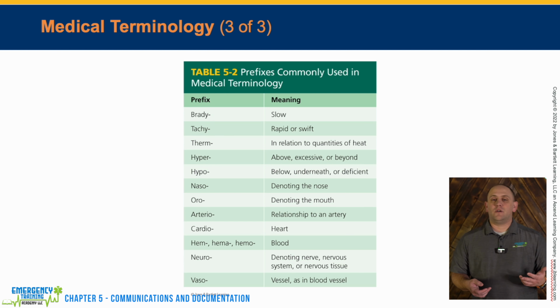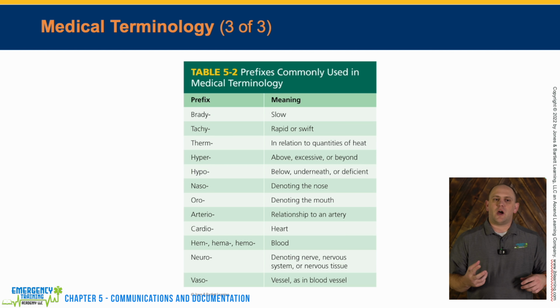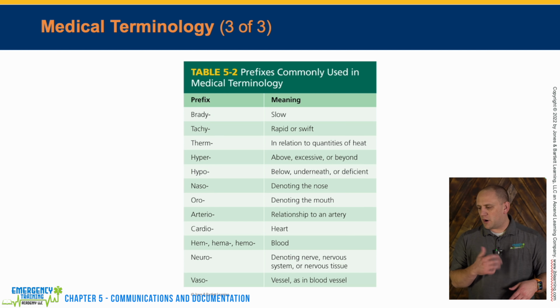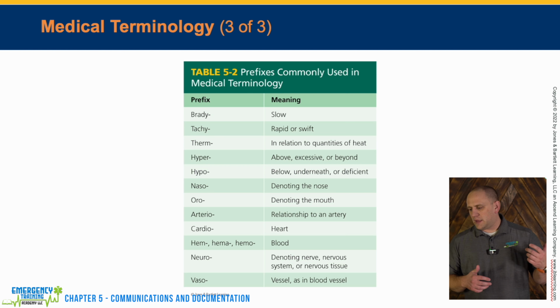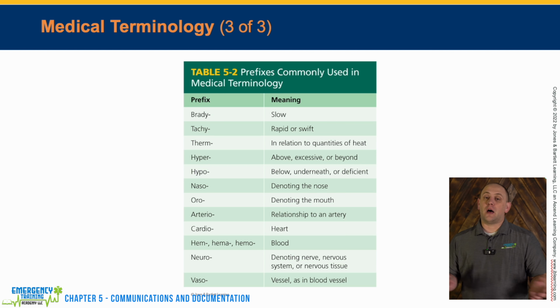We also have naso, which is just the nose. Oro is the mouth. We have arterio, that is talking about our arteries. We have cardio, which is talking about the heart. And then our hema and hemo, those are all blood. Neuro is talking about the brain. And vaso is talking about blood vessels. If you understand those simple terms, it'll give you a great understanding of a lot of the things that are talked about in medical terminology.